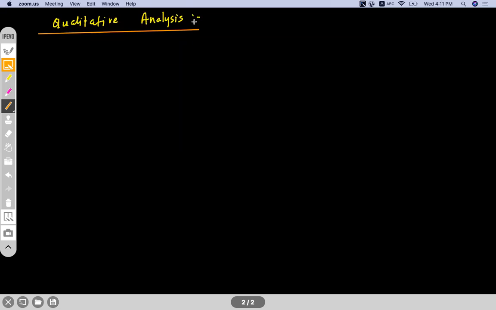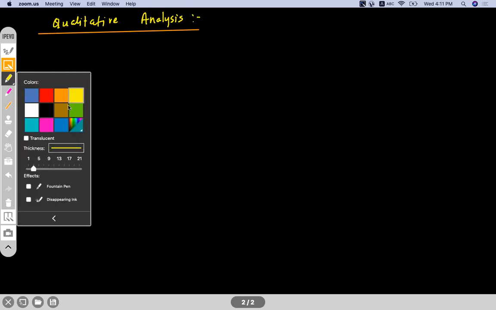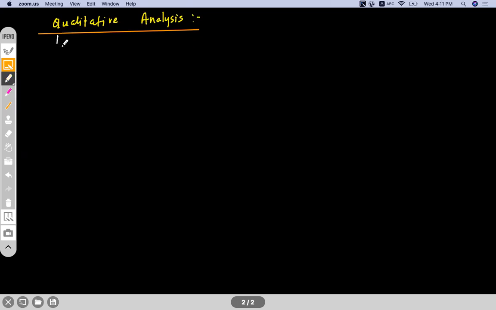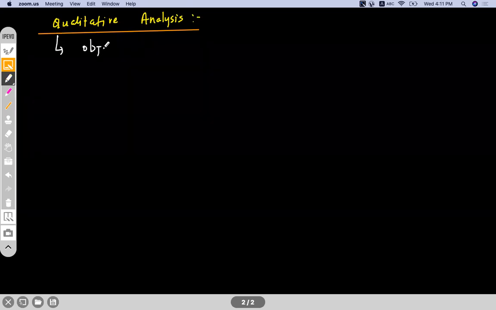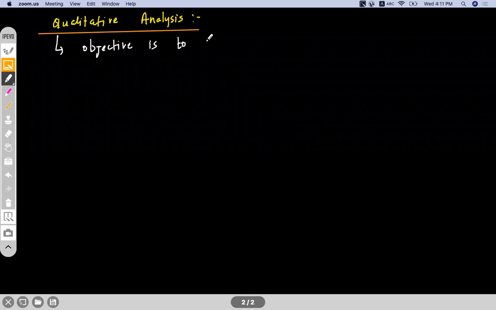So what is the purpose of this particular chapter? The purpose is to identify the different constituent ions, okay? The entire objective here is to identify the constituent ions.